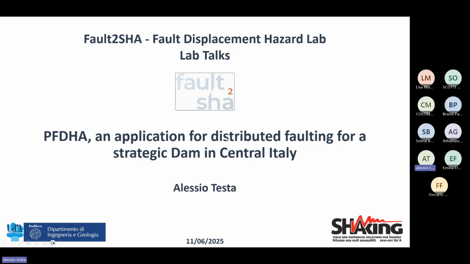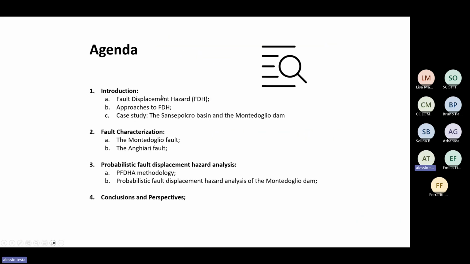I'm going to start with a brief introduction about fault displacement hazard and the approaches to it, and then move to the case study and the geological background of the study area. Then I'm going to show you the fault characterization of the Monte d'Oglio fault concerning the principal faulting hazard, and of the Anghiari fault concerning distributed faulting hazard. And then I will show you the results of the PFDHA analysis.